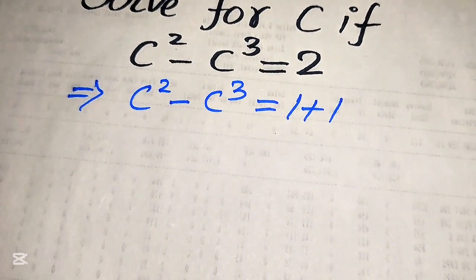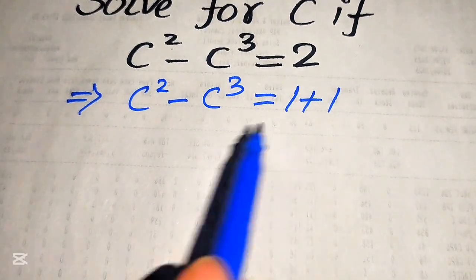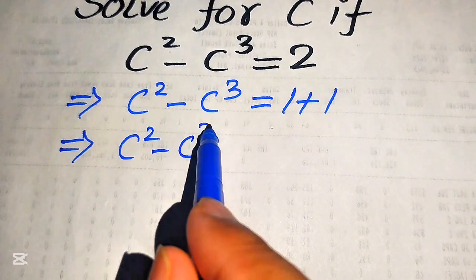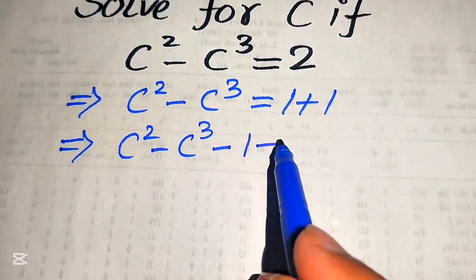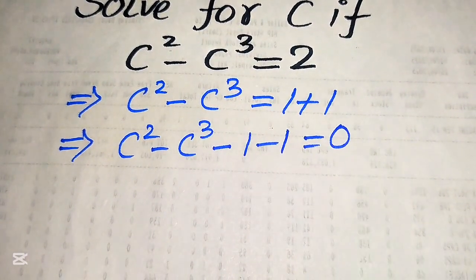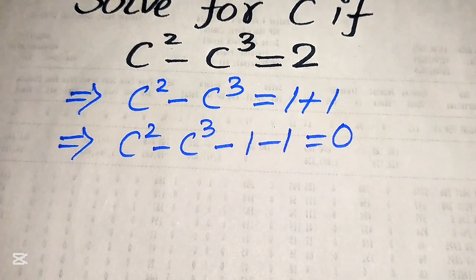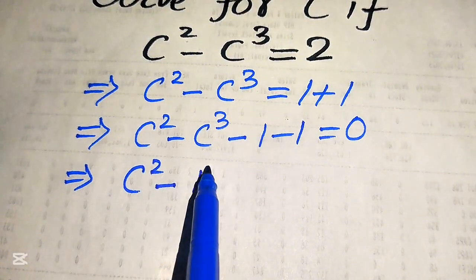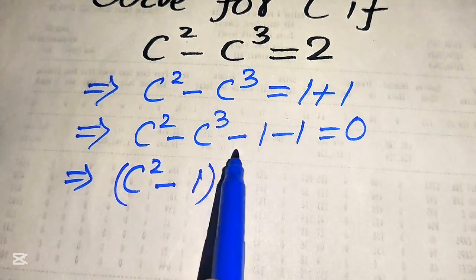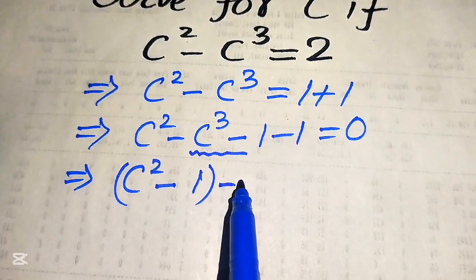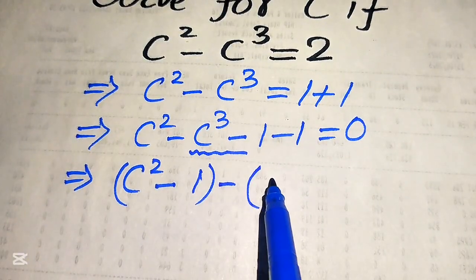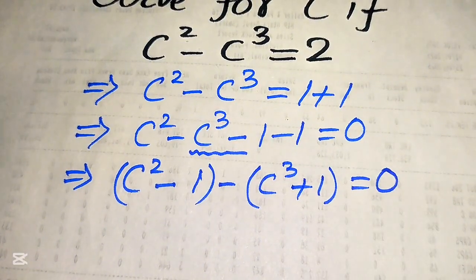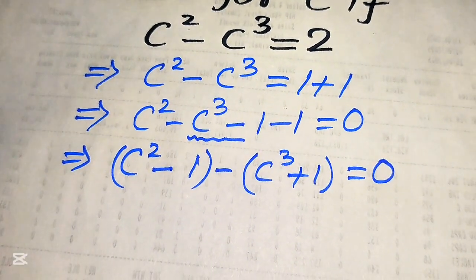So now further in the next step, we need to move these two terms from the right hand side to the left hand side, and it will be written as c square minus c cubed minus 1, and this whole equation is equal to 0. And now here we make the pair of this c square with this one, and if you focus on both of these terms, we have minus as the common term. So when you take common minus from these terms, it will be written as c cubed plus 1, and this whole equation equals to 0.